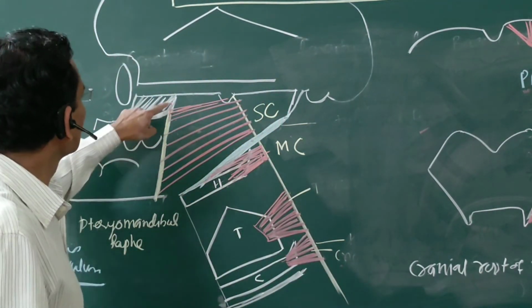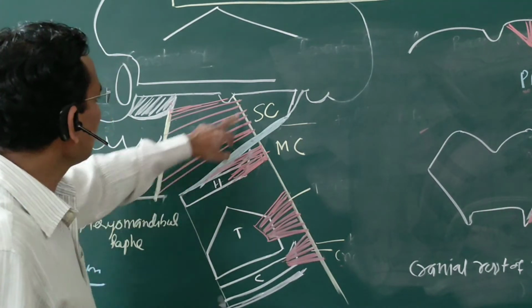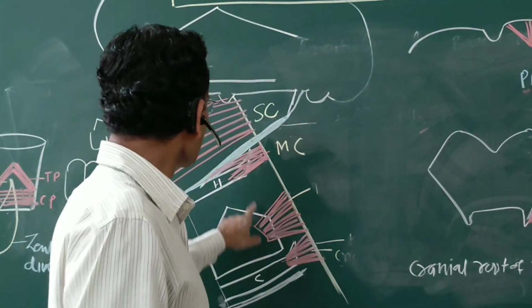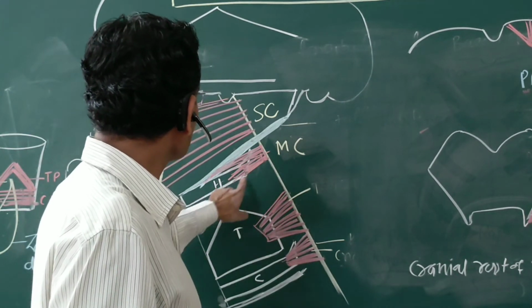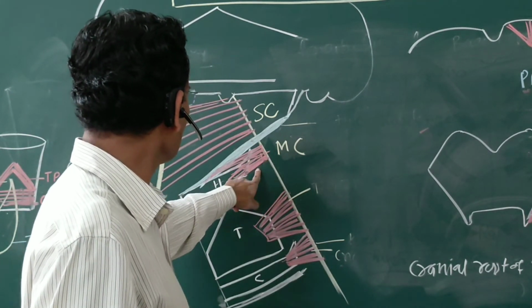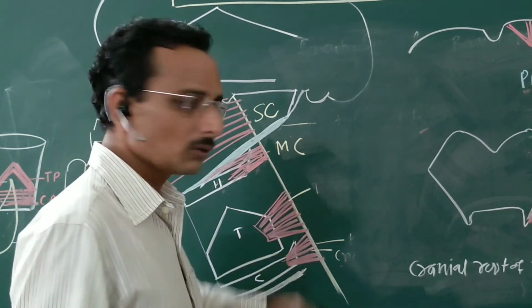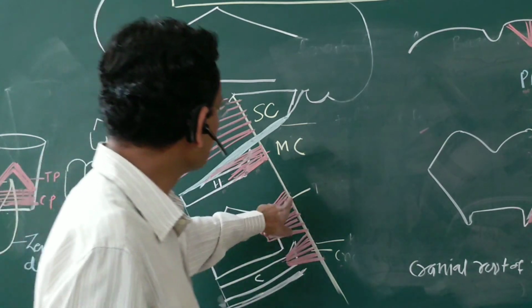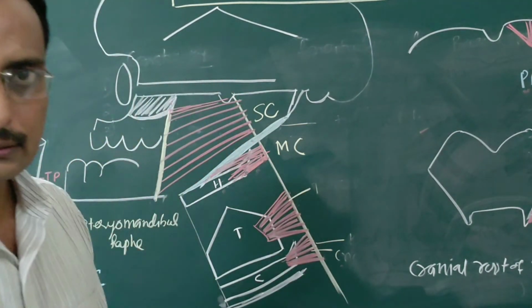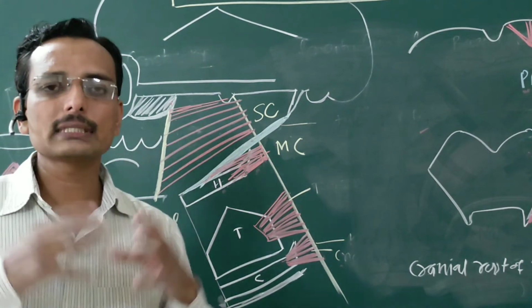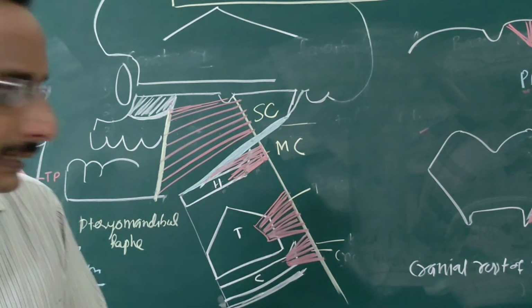The superior constrictor originates from the pterygomandibular raphe and is inserted on the median fibrous raphe. Then there is the middle constrictor, which arises from the hyoid bone. And the thyropharyngeus and cricopharyngeus collectively are called the inferior constrictor, which is again inserted on the median fibrous raphe. The space between the thyropharyngeus and cricopharyngeus is called the killian dehiscence, and a pouch diverticulum of the mucosa and submucosa there is called Zenker's diverticulum.